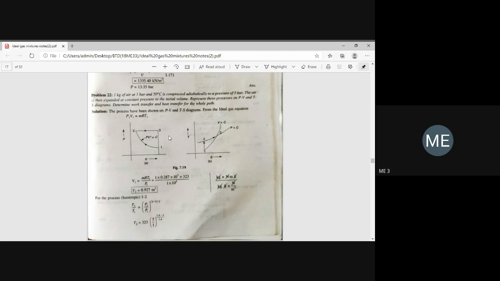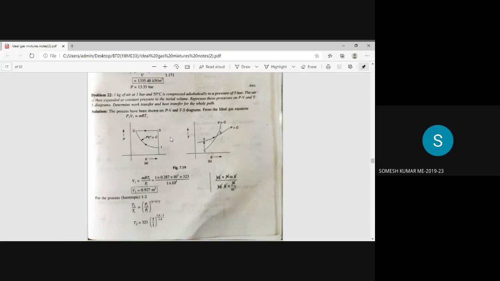Okay. Can anybody tell what is the heat transfer during the last process, 3 to 1, and what is the work done during the constant volume process? Work done for constant volume will be 0. Correct. And heat transfer can be calculated in terms of CV, sir. Correct. M CV into change in temperature. T1 minus T3 or T3 minus T1? T3 minus T1, sir.